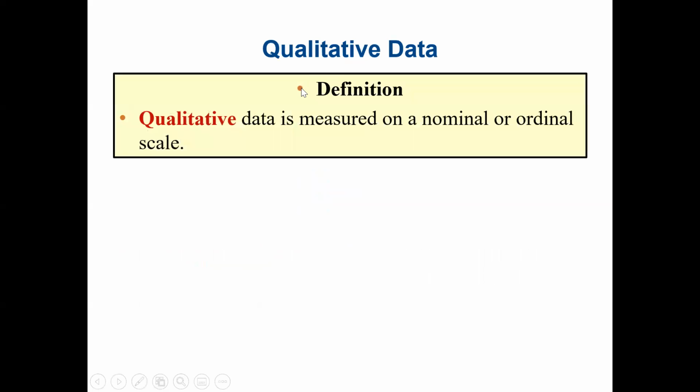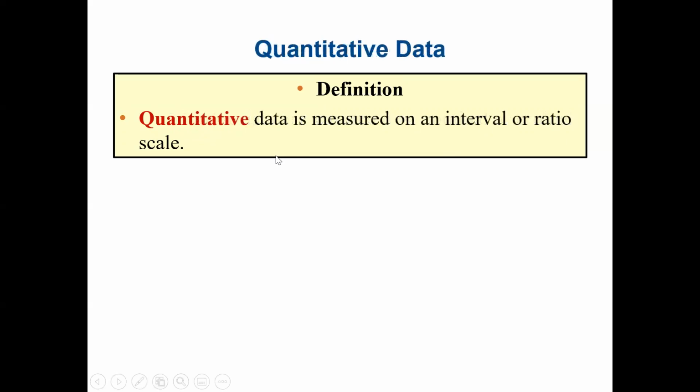Next, we talk about qualitative data. Qualitative data is measured on a nominal or ordinal scale. So we can see that in qualitative data, we cannot do addition, subtraction, multiplication, or division on it. Qualitative data can be based on, again, nominal or ordinal. Then we have quantitative data. Quantitative data, again, is based on interval and ratio. So we can do numerical arithmetic operations on it.